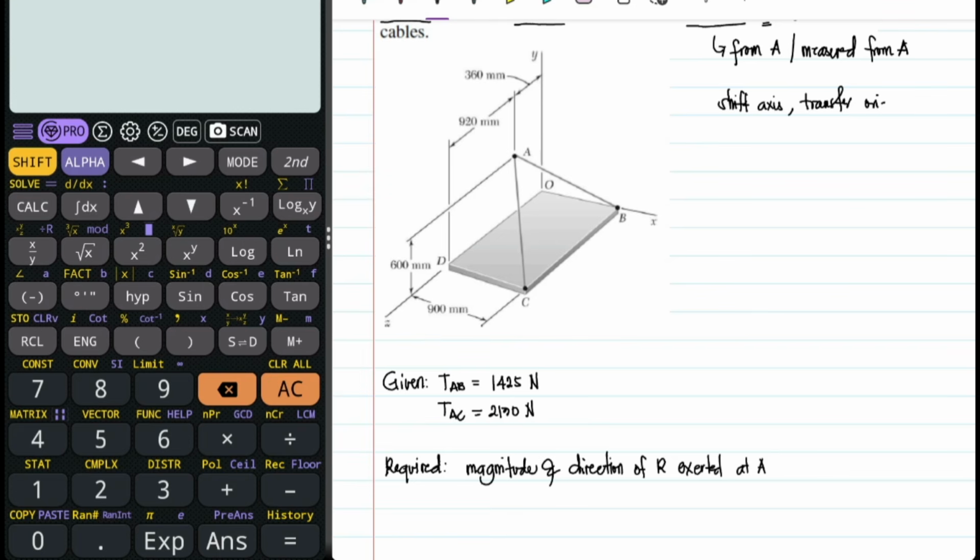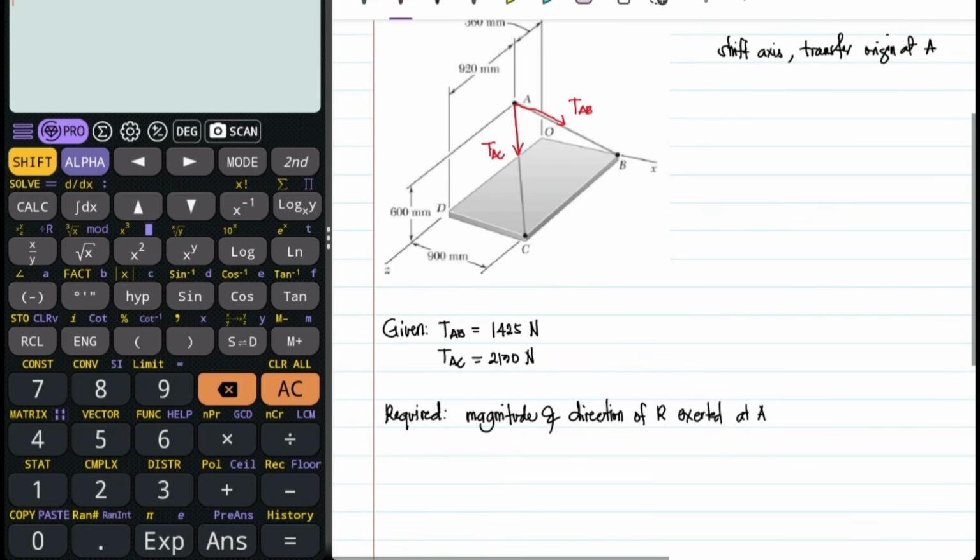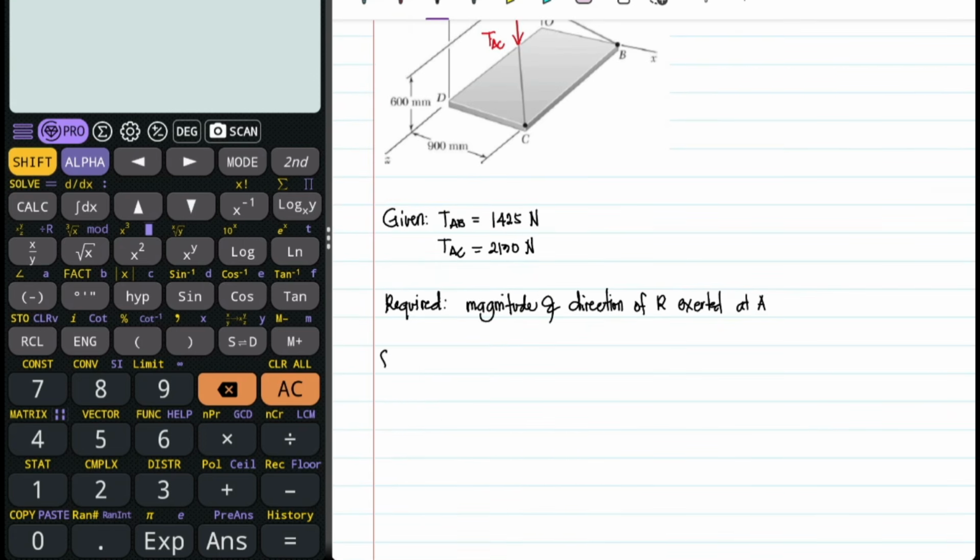Now, for this problem, it is advisable that we shift axis, or transfer the origin from point O to A. Why is it important? It's because we can easily see the possible directions of our given forces. If we shift our axis to A, we can see that our tension AC is going down in Y and going to the positive Z axis and positive X axis.